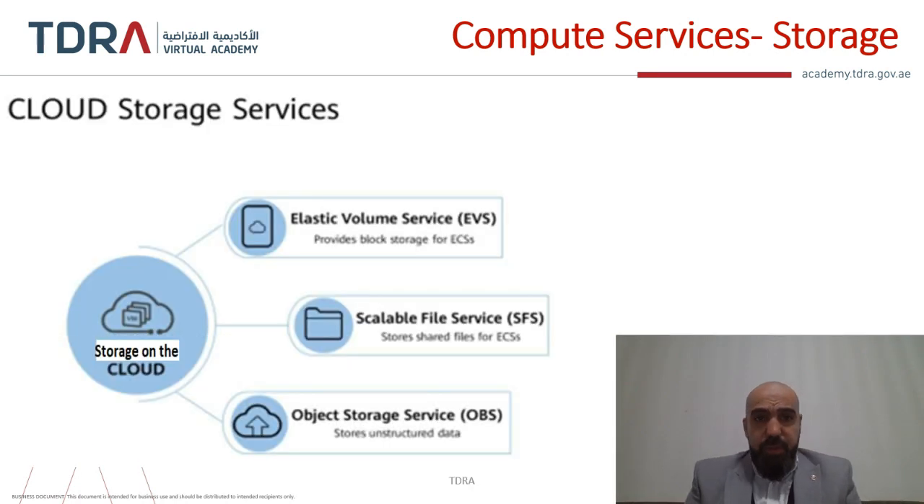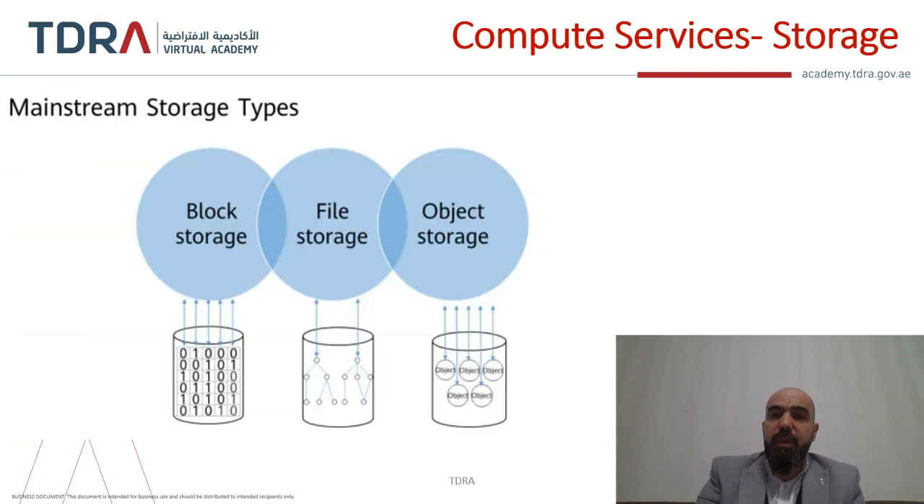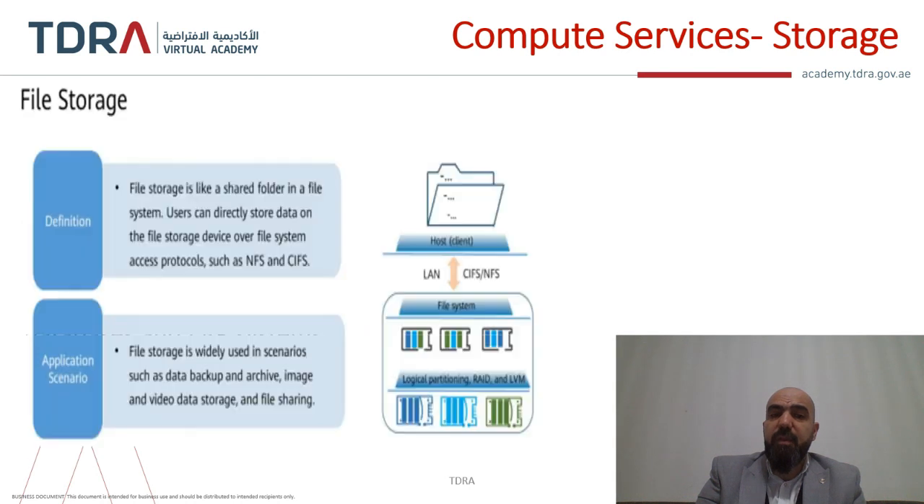So for cloud storage services, you have three types. Elastic Volume Service, EVS, is the same as the block storage that we studied before. Scalable File Service, SFS, is the same as file sharing. Object Storage Service, OBS, is the object storage. They are three services in the cloud working on the same concept as the traditional ones that we explained here.